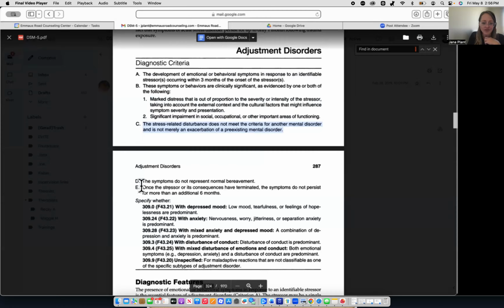Next one, the symptoms do not represent normal bereavement. So a death of a parent or a loved one, if they are going through the natural grief process, that would be a normal response to an abnormal stress, grief and loss, not so much an identifiable stressor. Okay, I feel like I'm confusing.